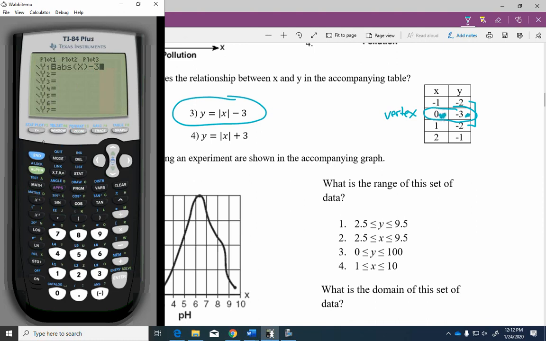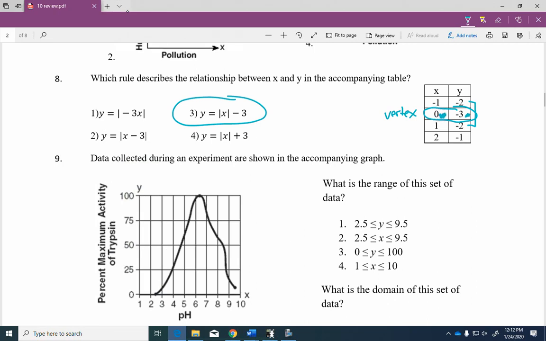I'm going to look at the table, not the graph. Remember, you hit second function, and the graph button gets you to the table. And let's see if this table matches. So the -1, -2 is here on my calculator. 0, -3, 1, -2, 2, -1, it matches. I am confident that this is my answer.